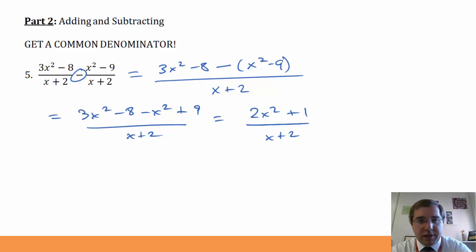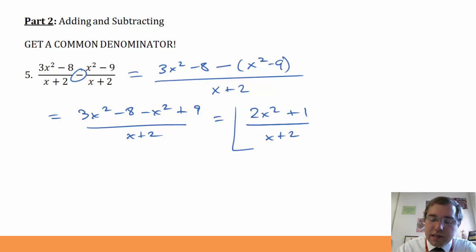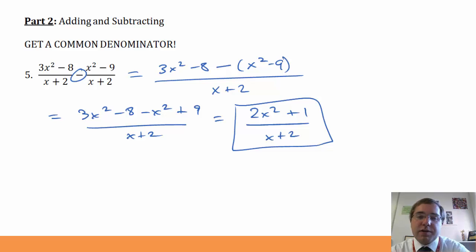Now we need to check and make sure that there are no common factors to cancel. x plus 2 is already factored. 2x squared plus 1 cannot be factored. 2x squared and 1 don't have any common factors other than 1. And it's a plus, so it's not a minus, so we don't have to be concerned about a difference of squares. And thus everything is already factored. There are no common factors to cancel, and we're done. That is simplified.